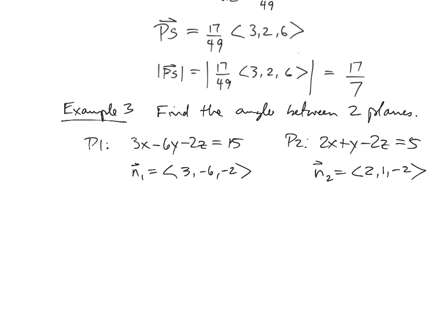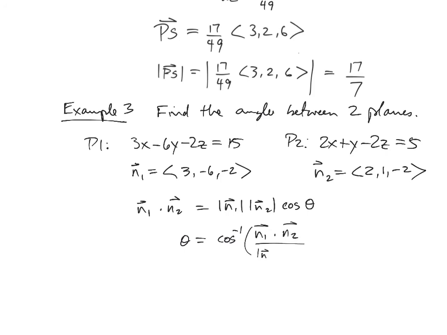Okay, and we could use, for instance, the dot product, which tells us that n1 dot n2 is equal to the magnitude of n1 times the magnitude of n2 times the cos of the angle between them. And that's what we're trying to find. So theta is the inverse cos of n1 dot n2 over the magnitude of n1 times the magnitude of n2.